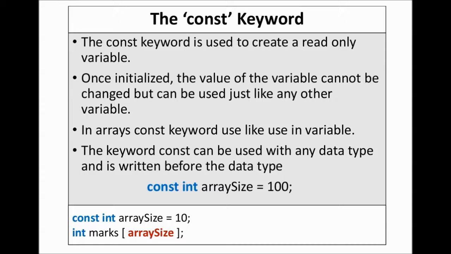For example, if we want to declare an array with the name array size and integer type int, then we insert a const keyword before initializing this array, and so here we write const int array size is equal to 10, int marks into array size. So here array size becomes a constant. It cannot change in the program.